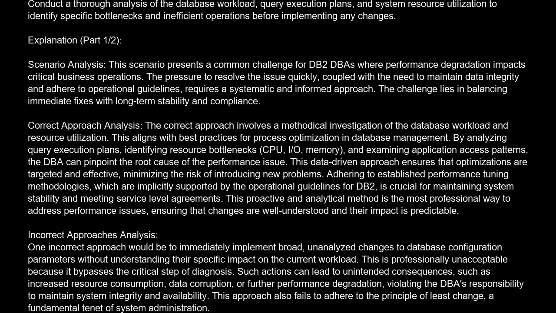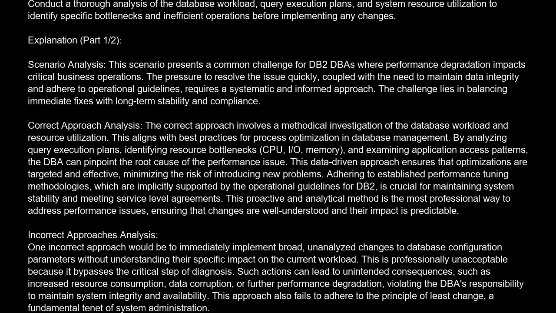Explanation. Scenario analysis. This scenario presents a common challenge for DB2 DBAs where performance degradation impacts critical business operations. The pressure to resolve the issue quickly, coupled with the need to maintain data integrity and adhere to operational guidelines, requires a systematic and informed approach. The challenge lies in balancing immediate fixes with long-term stability and compliance.